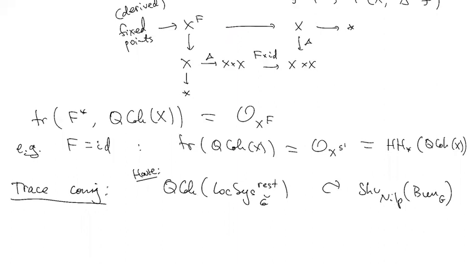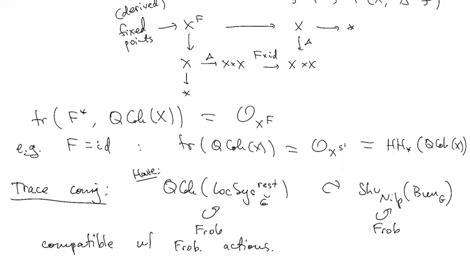Trace is sufficiently functorial that we can take trace. And this is compatible with Frobenius action. So I hope it's clear what this means. So local quasi-coherent system has its own Frobenius. This Frobenius is not just an automorphism of the category. It's, well, even a symmetric monoidal automorphism. And it's compatible with the action in the sense that it's a twisted module map. So the Frobenius on here is a twisted module map for this action.